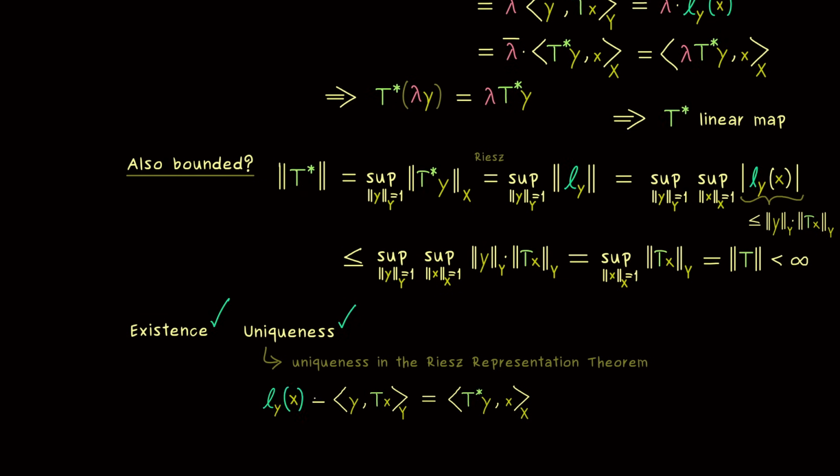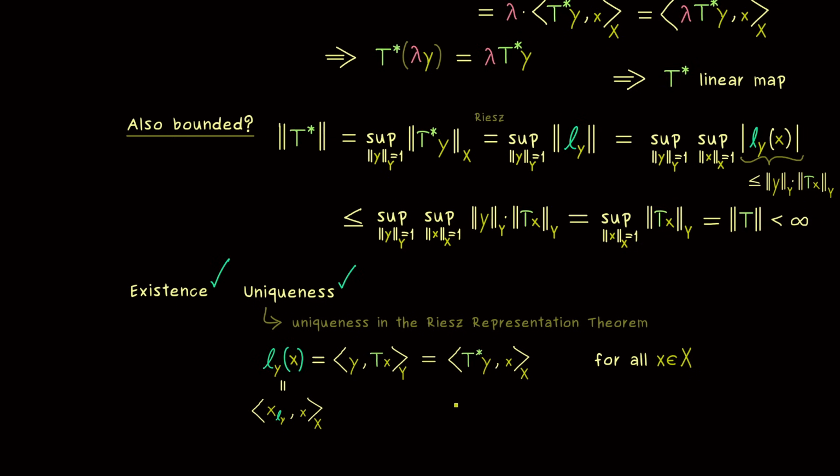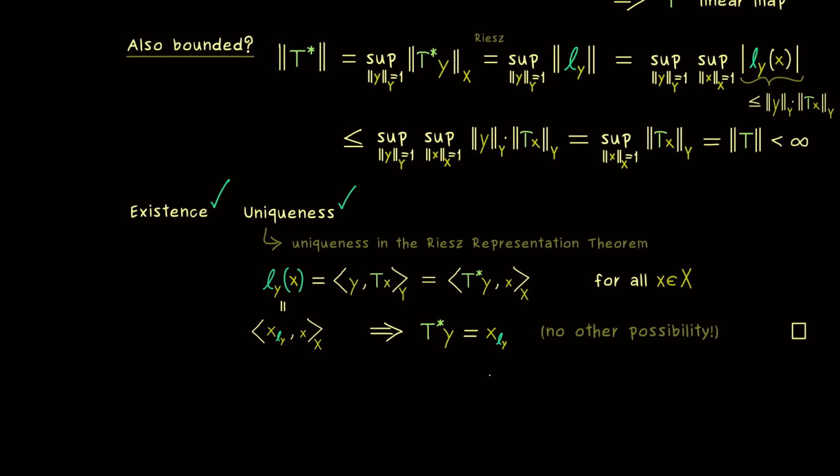And this functional L_y is uniquely represented by the vector x_{L_y}. So we have this equality for all x in X, which means we can bring this to the other side and do the whole argument with the orthogonal complement again. So the implication is simply this vector T star y has to be the vector x_{L_y}. There's simply no other possibility, and the uniqueness is definitely done as well. So this finishes the whole proof, and our T star for every operator T is defined.